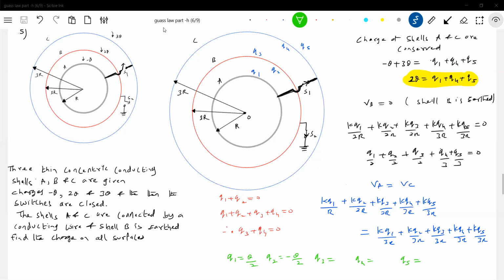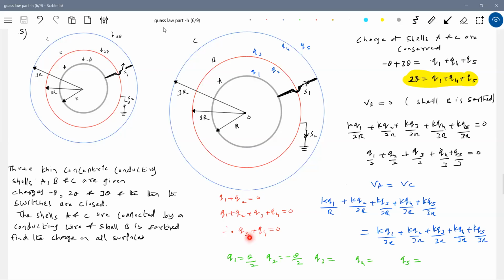You can do one thing. Q3 plus Q4 plus Q5 is how much? 2Q minus Q1. Substitute here. Q1 plus Q2 is 0. And given the value of Q1, substitute, you'll get Q3. Very easy, simple calculations. So here this quantity will be 0.